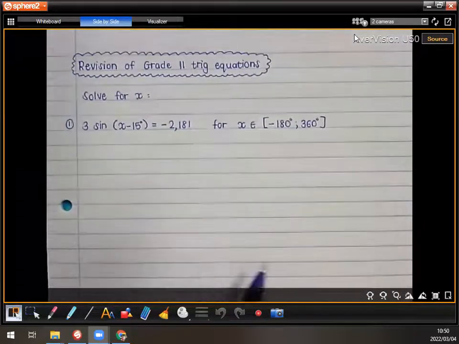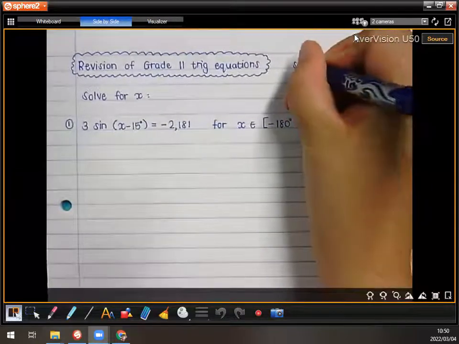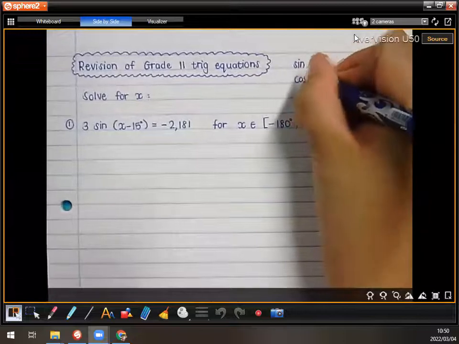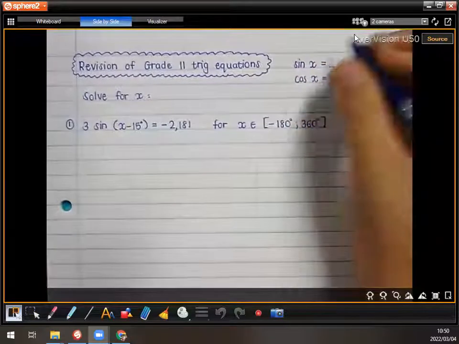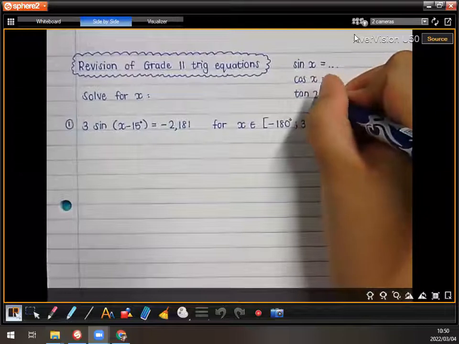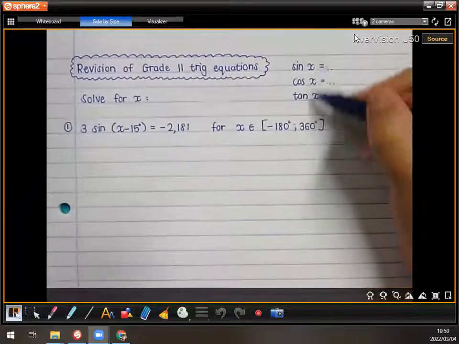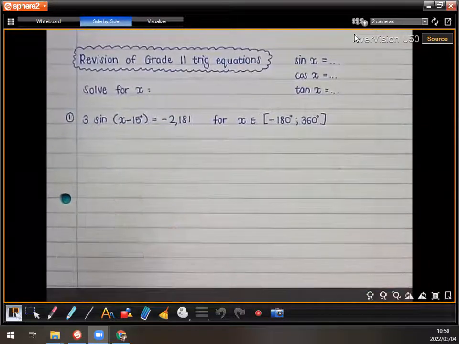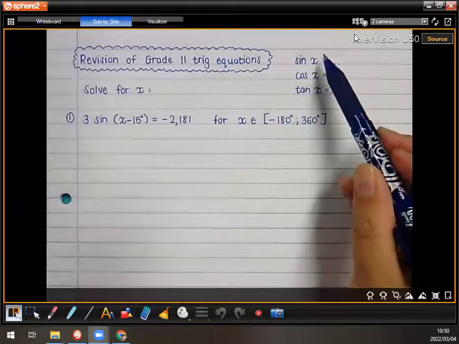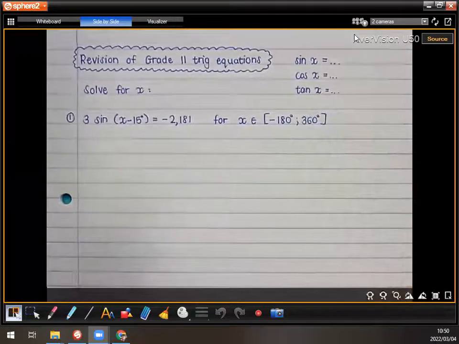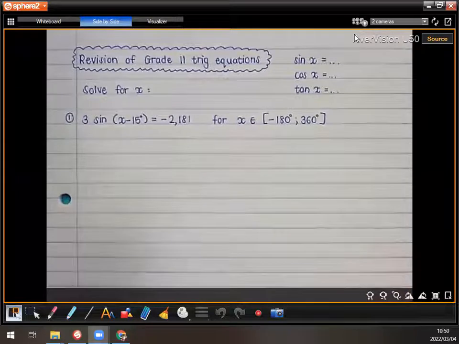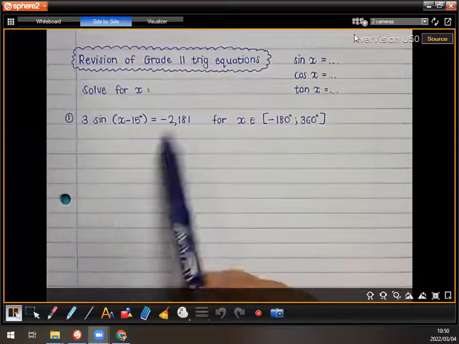Remember, when we have a trig equation, we're trying to get sine x equal to a number, or cos x equal to a number, or tan x equal to a number. That x, the angle, can be more complicated, like we have in this case: a bracketed angle with x minus 15, or it can be a 2x, or x over 2. The angle can be more complicated, but we want to get sine or cos or tan equal to something else. And we almost have that here, guys.